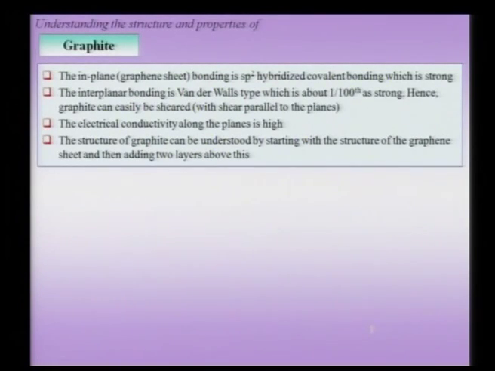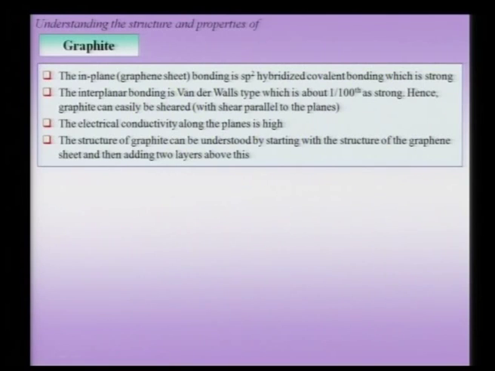Since we have already taken up the structure of graphite in detail before, this will be just a small brief revision. I will go through this topic very fast, including the case of diamond, but nevertheless these are important structures to consider. We have noticed that the properties of graphite are strongly dictated by the kind of bonding: the in-plane covalent bonding and the out-of-plane, between the graphene sheets, van der Waals type of bonding. We had seen that it is about 100th as strong as the covalent bond, and the in-plane electrical conductivity is high because of the kind of bonding.